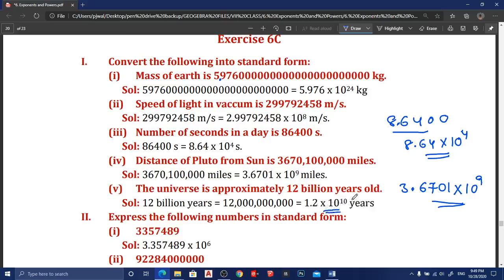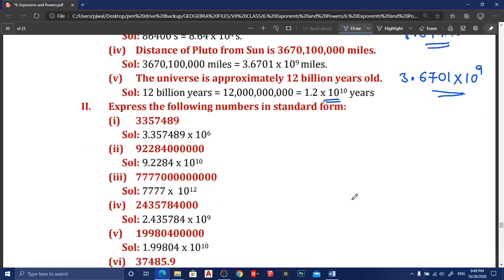Okay, next problem. This is also how to write in the standard form only. So here, after the first digit, put a point here, 3 point. The remaining are all significant digits only. No zeros are there. You have to take all the numbers. So 3.35748 into 10 to the power of, 1, 2, 3, 4, 5, 6 digits are there after putting the point. So 10 to the power of 6.